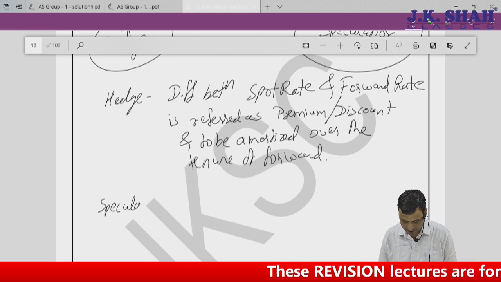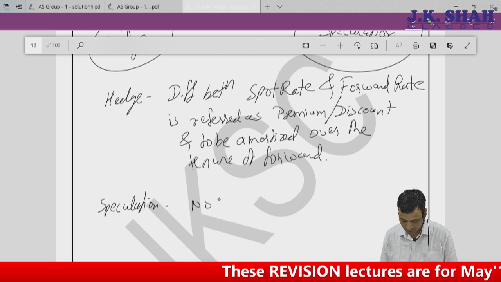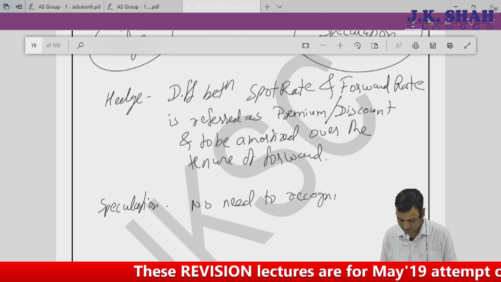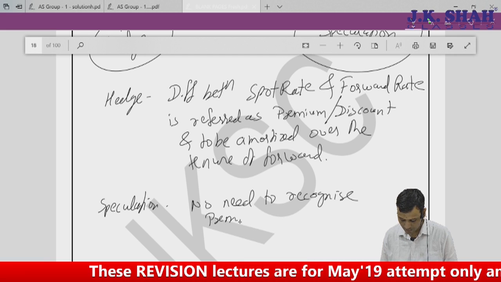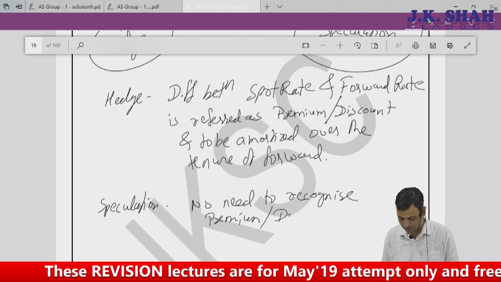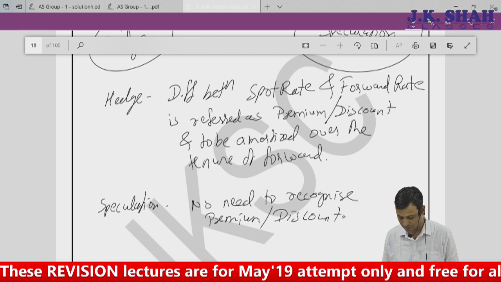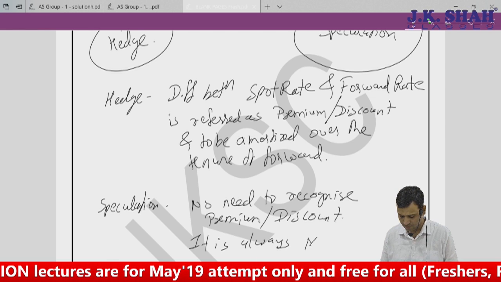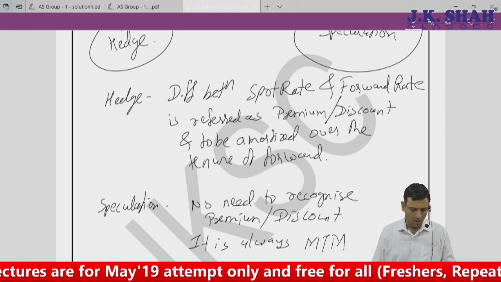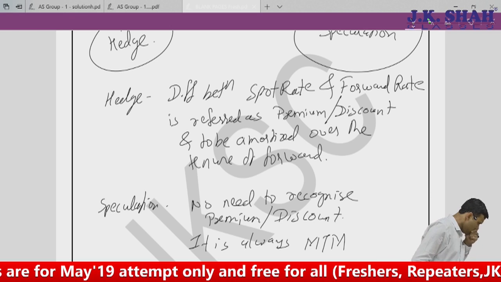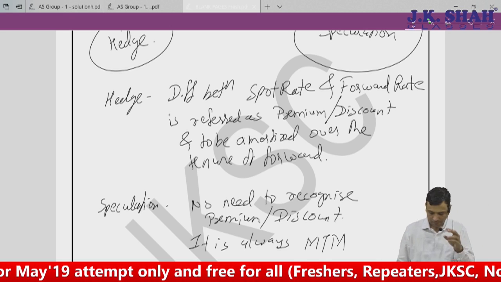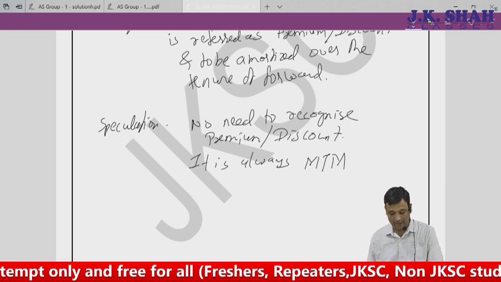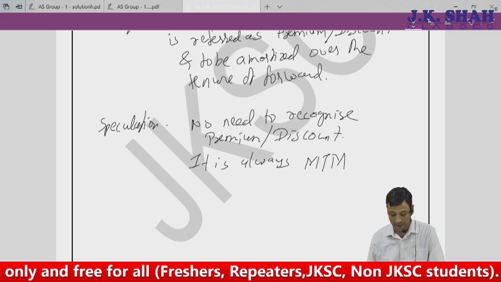As far as speculation is concerned, no need to recognize premium or discount. It is always mark to market. No need to recognize premium or discount. It is always mark to market.